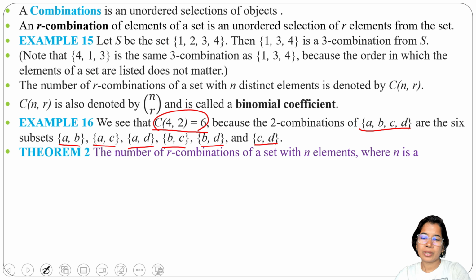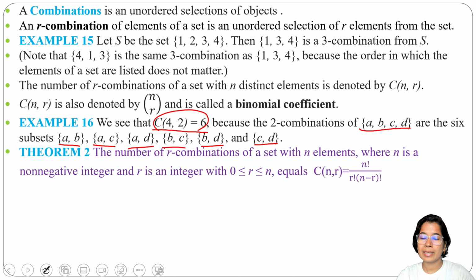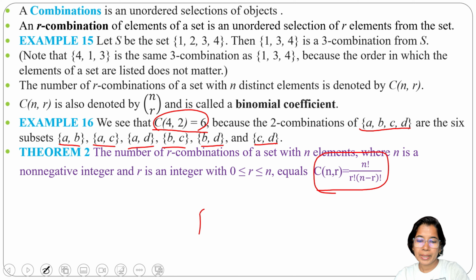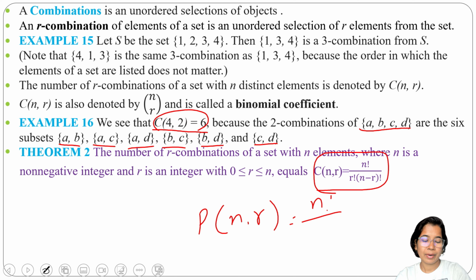Now theorem 2: the number of r-combinations of a set with n elements, where n is a positive integer and r is an integer ranging between 0 and n, is C(n,r) equals n factorial divided by r factorial multiplied by (n minus r) factorial. What is the P(n,r) formula? Permutation of n, r is n factorial divided by (n minus r) factorial, whereas combination of n, r equals n factorial divided by r factorial multiplied by (n minus r) factorial.